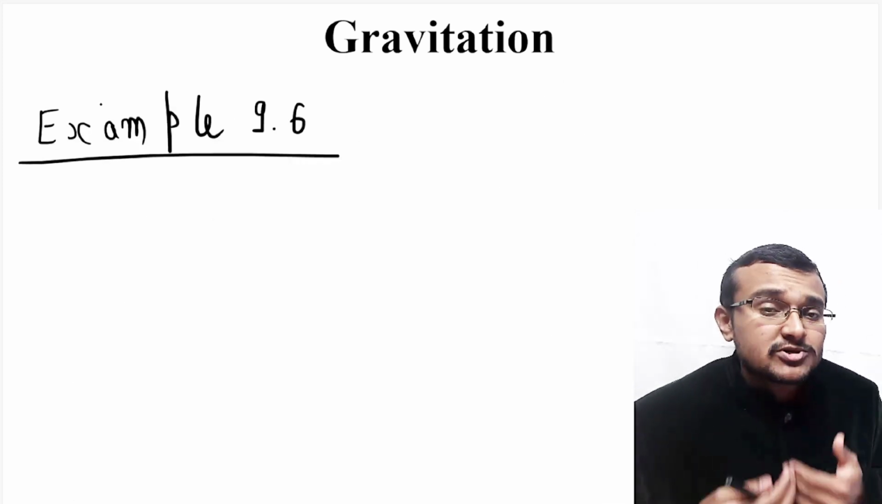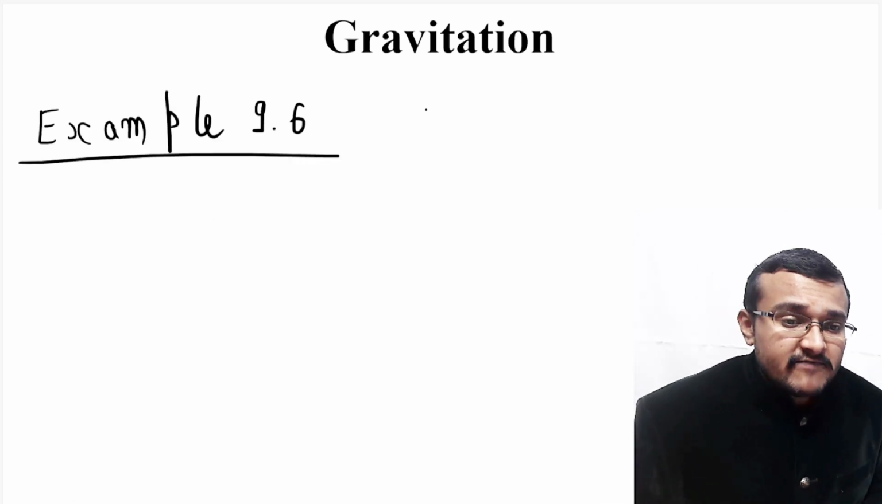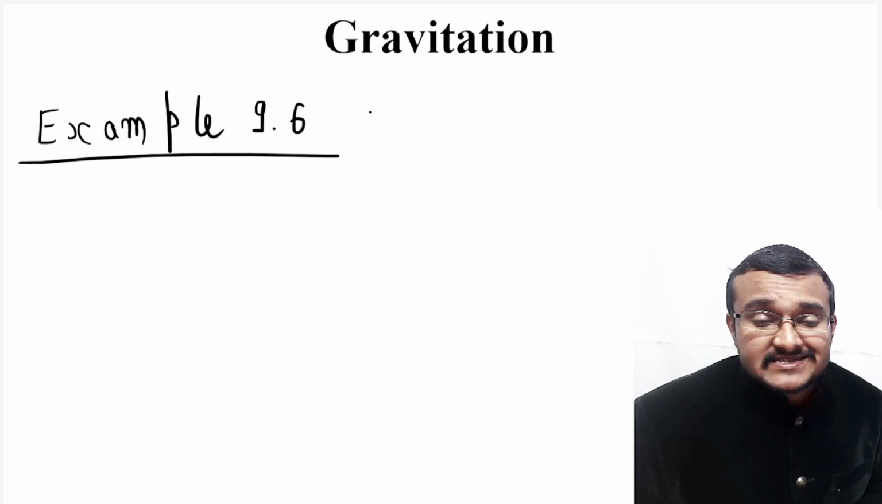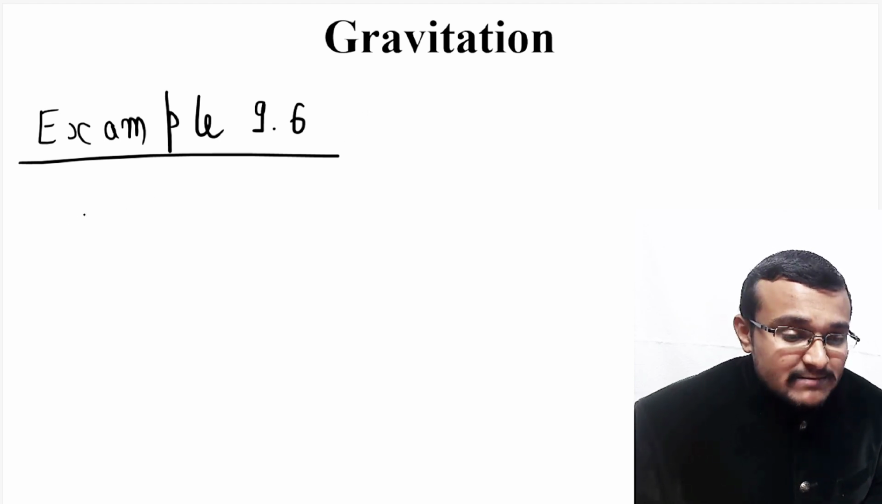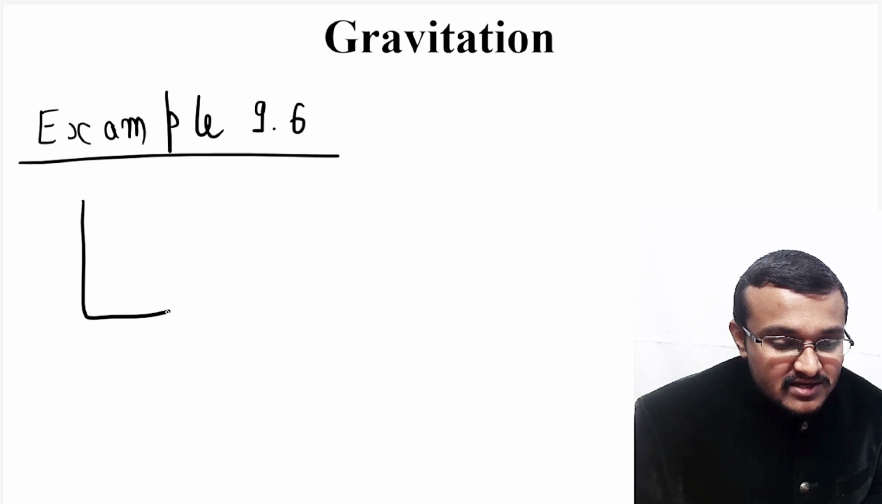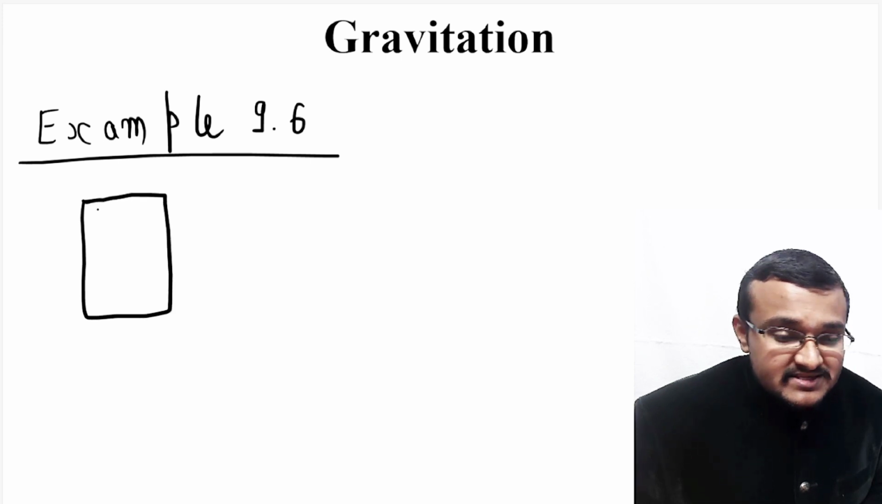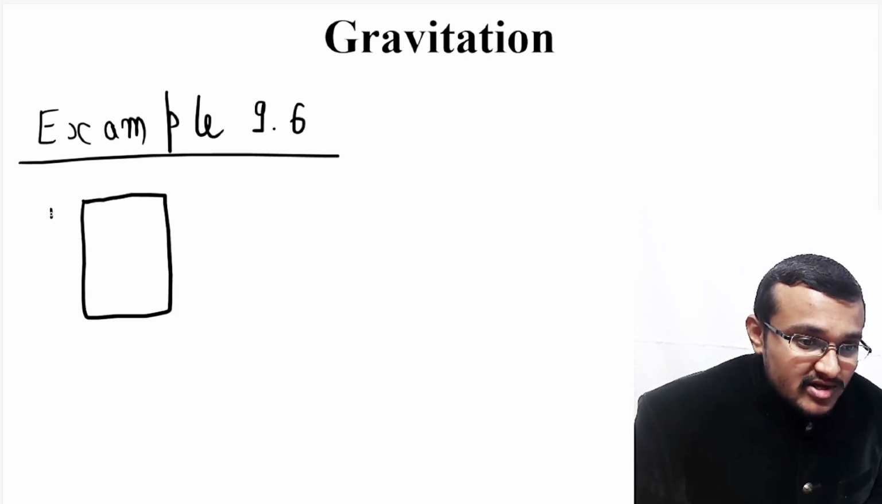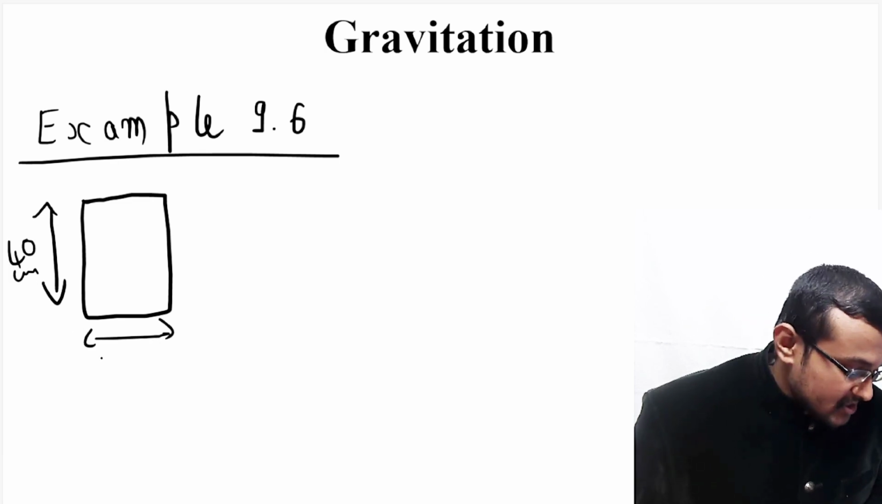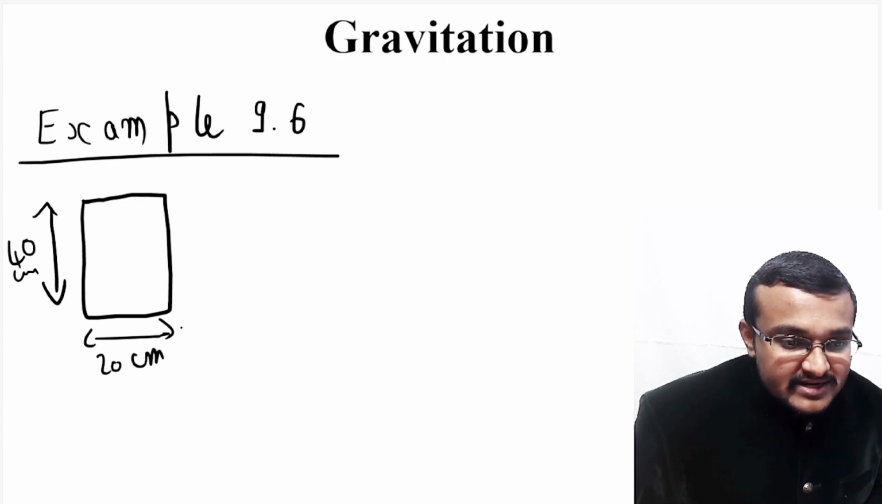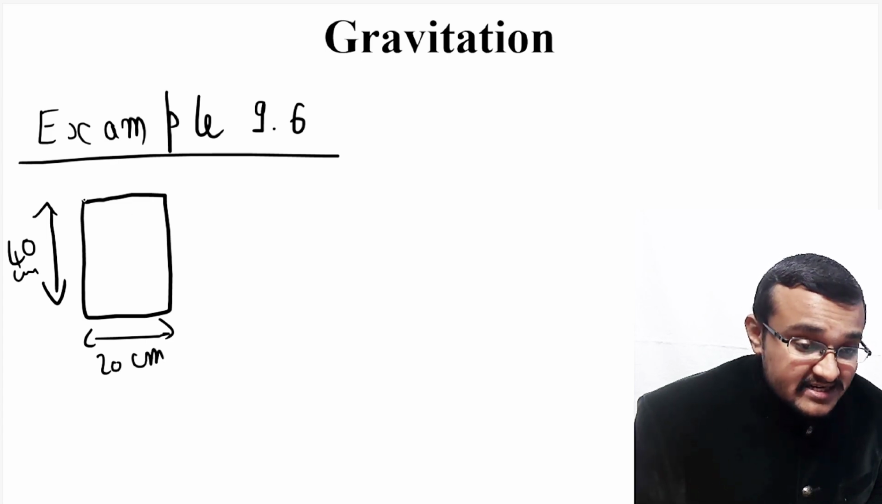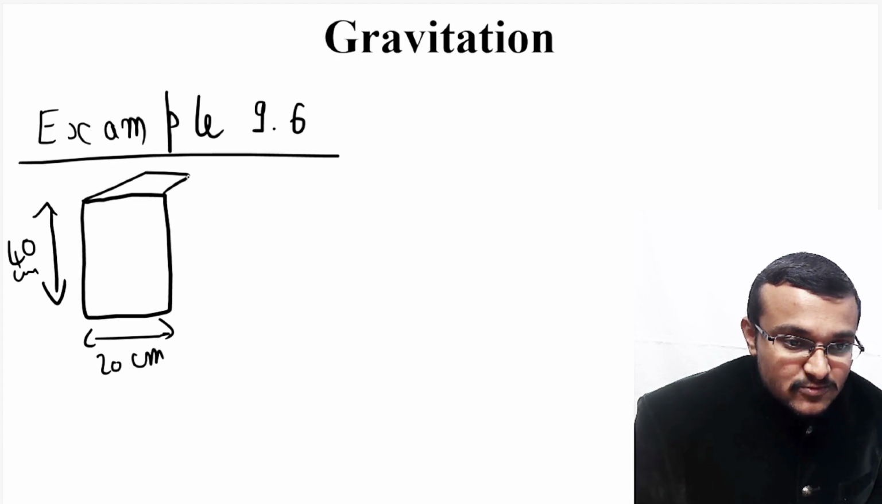After understanding thrust and pressure, you have one example in this chapter, example 9.6. In example 9.6, there is a wooden block which is kept like this. This wooden block has height equal to 40 centimeters, length equal to 20 centimeters and breadth equal to 10 centimeters. So this is a wooden block kept like this, and here breadth is equal to 10 centimeters.